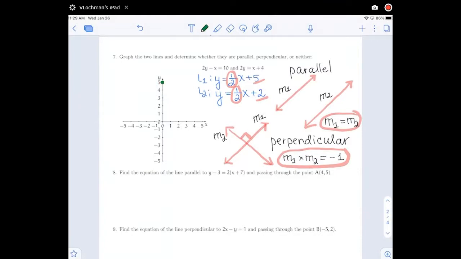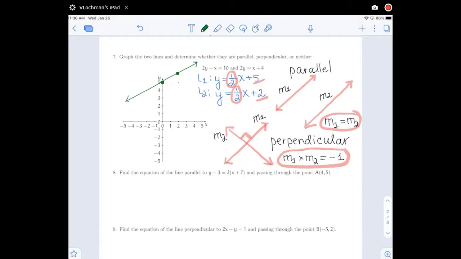What does the slope tell us? The slope is 1/2. That means if I go 2 units to the right, 1, 2, I also go 1 unit up. Okay, it's rise over run, right? That's my change here. So that is my first line right here. Okay, that's done. Same type of logic for the second line.